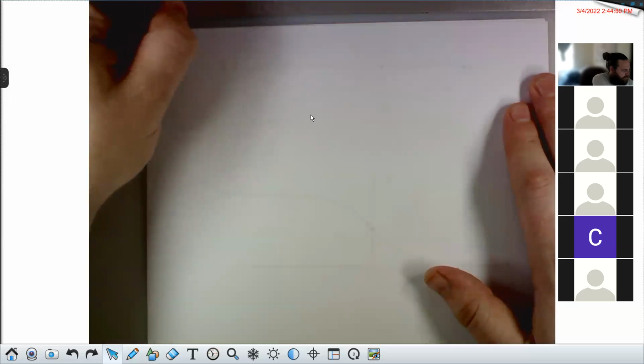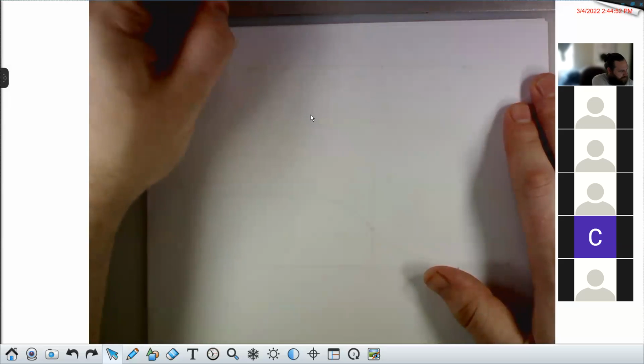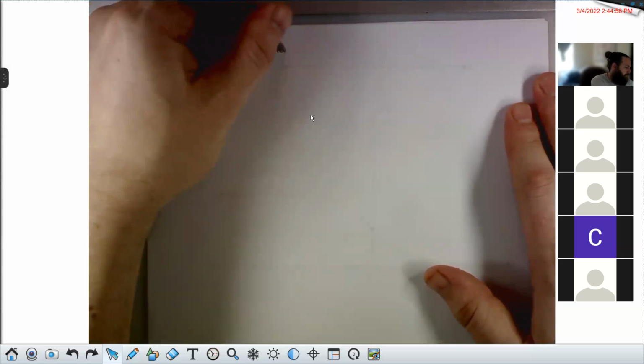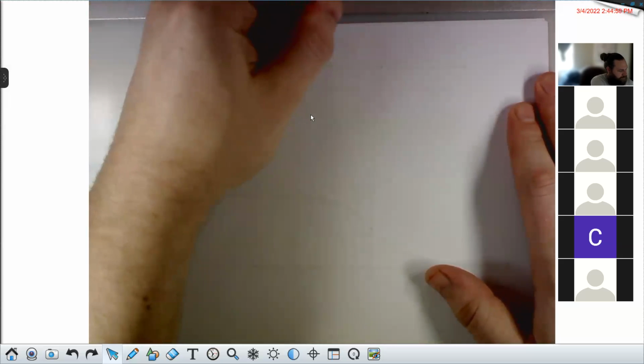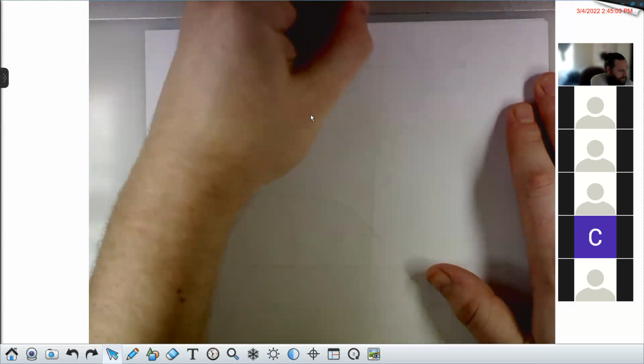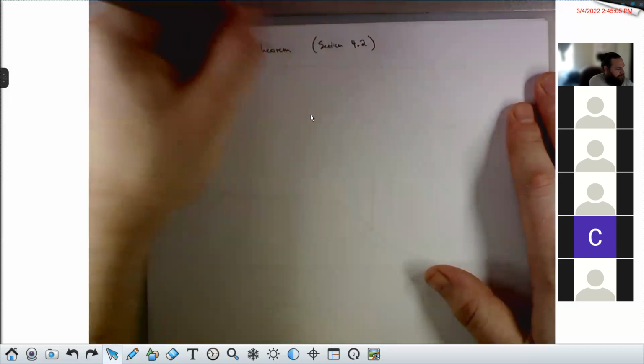So this is the section on the mean value theorem. And what's that? Is it 4.2 or 4.3? It's 4.2. I'm sorry. I called it 4.3 earlier.